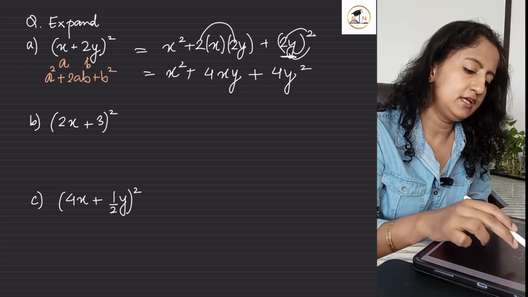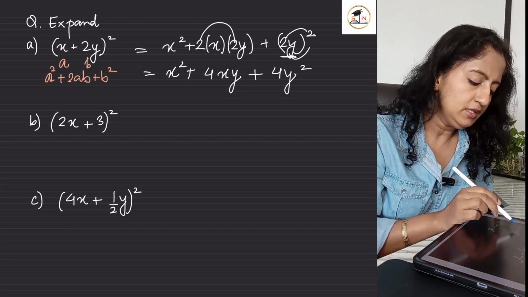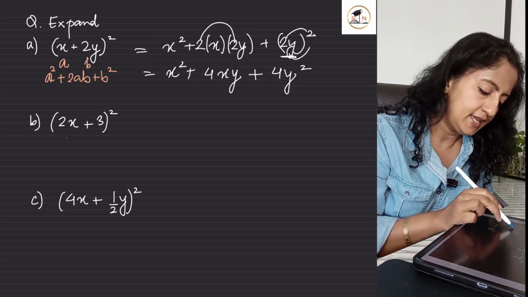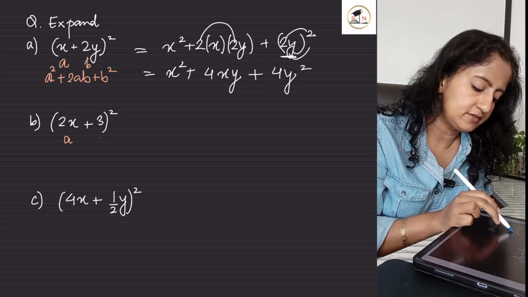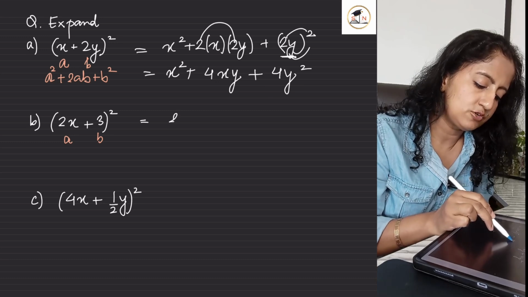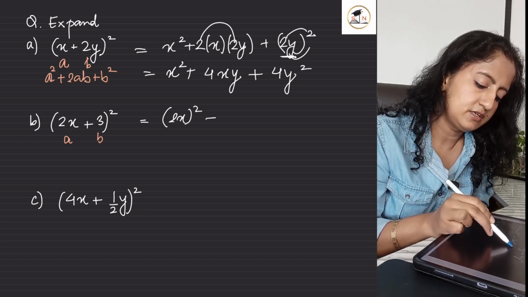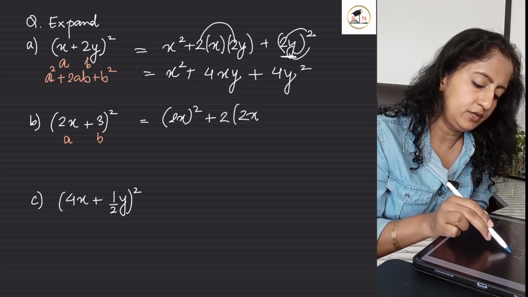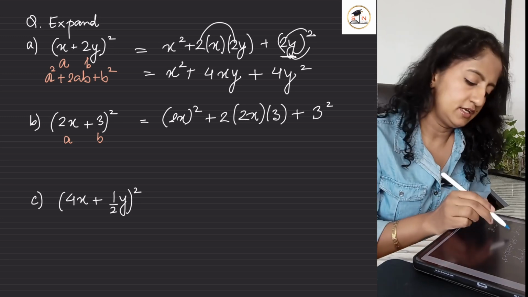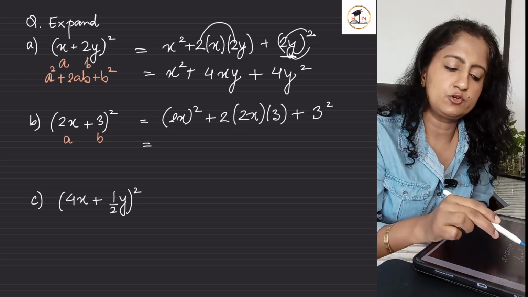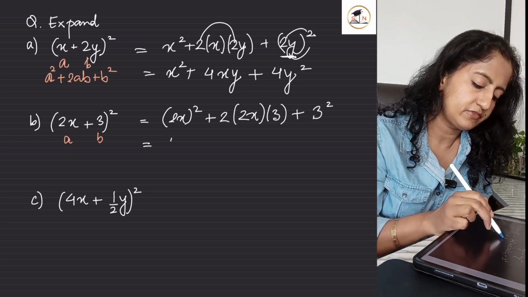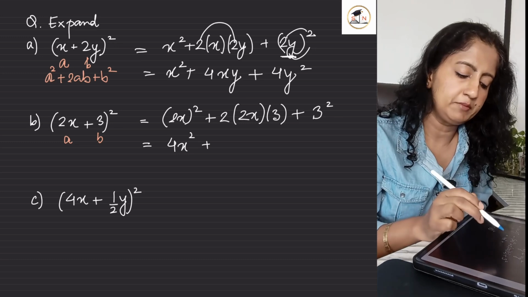Now, similarly, moving on with the second part, the question says (2x plus 3) whole square. What is a? a is 2x and 3 is b. So what we get on the right side is (2x) whole square plus 2 into 2x into 3 plus 3 square. Now (2x) whole square, similar to (2y) square we did on top, gives us 4x square. And now the middle term.